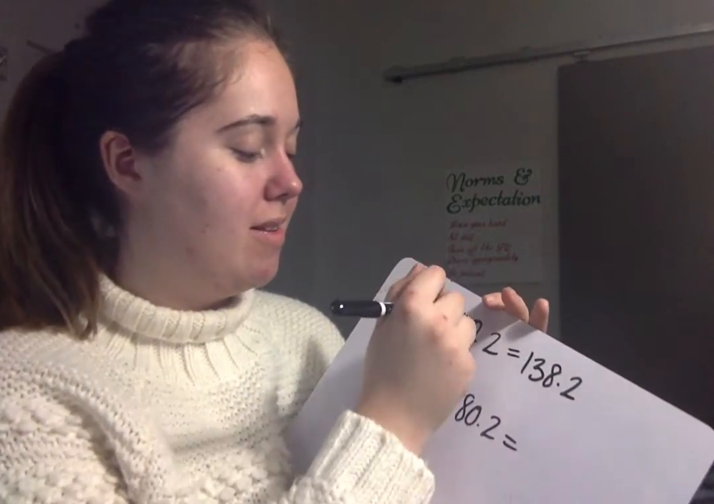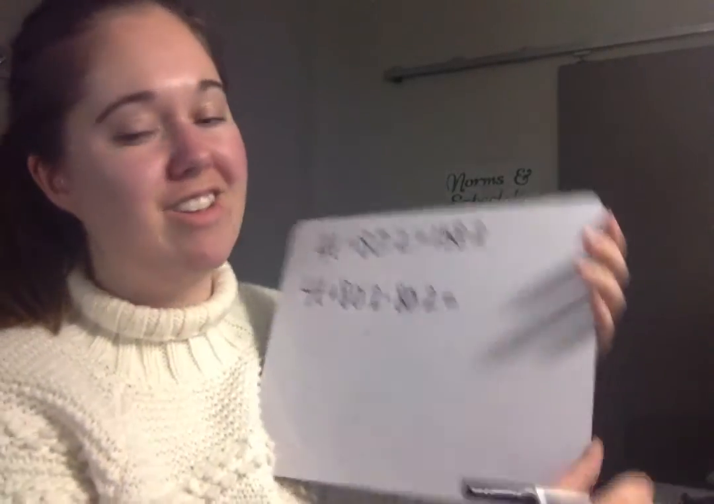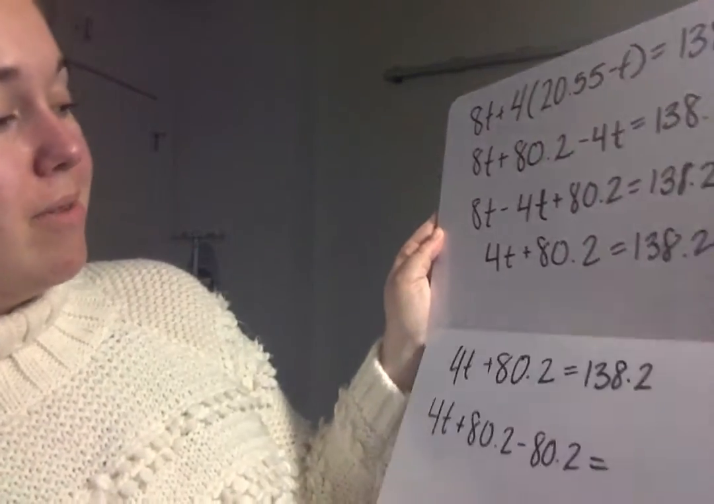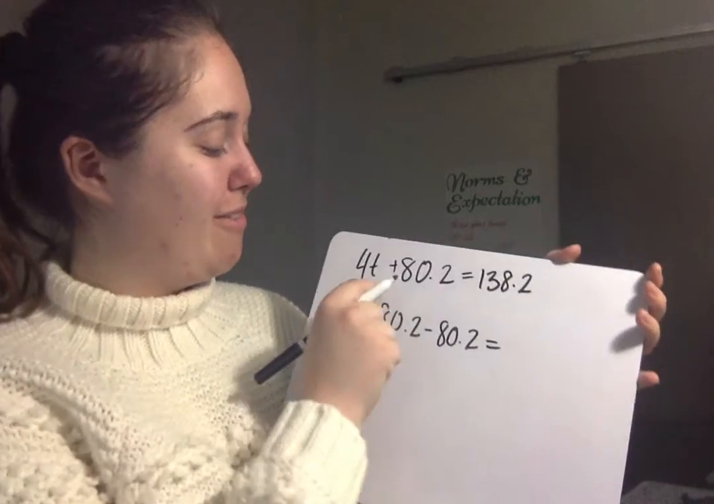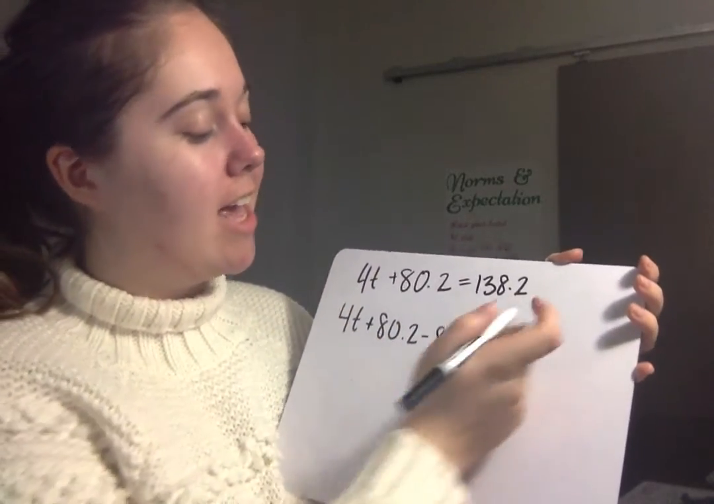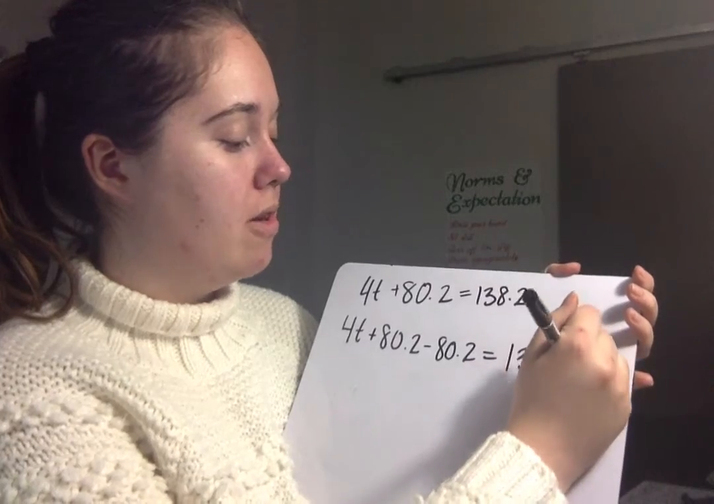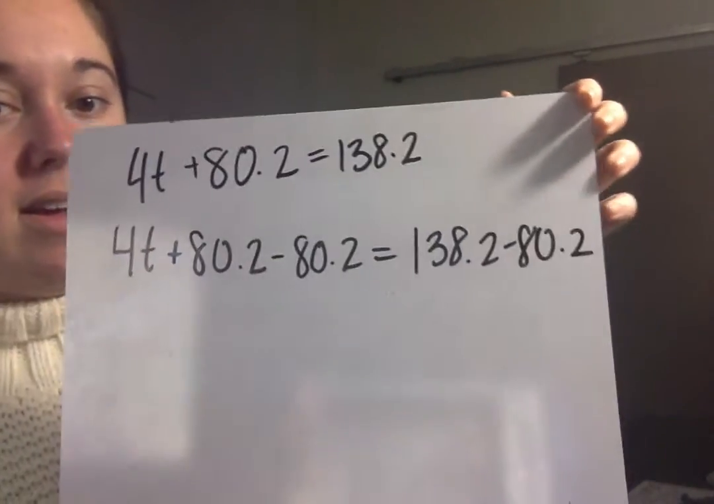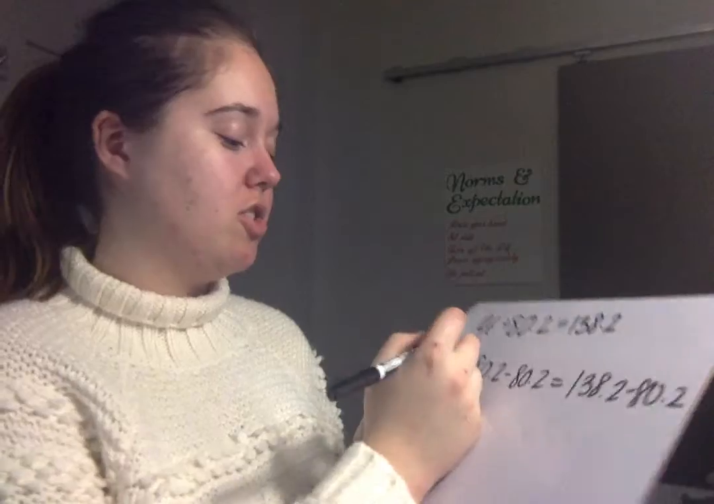Nope, that was supposed to be a plus sign. That makes more sense. So plus, we're going to be subtracting on each side. This is why it's really important that you rewrite it correctly, because I had rewritten it incorrectly. That's an addition sign. All right, so we've got our addition sign. We're subtracting 80.2 on each side. So 138.2 minus 80.2. Okay. Now we're going to actually do that subtraction. So subtract 80.2 on each side.